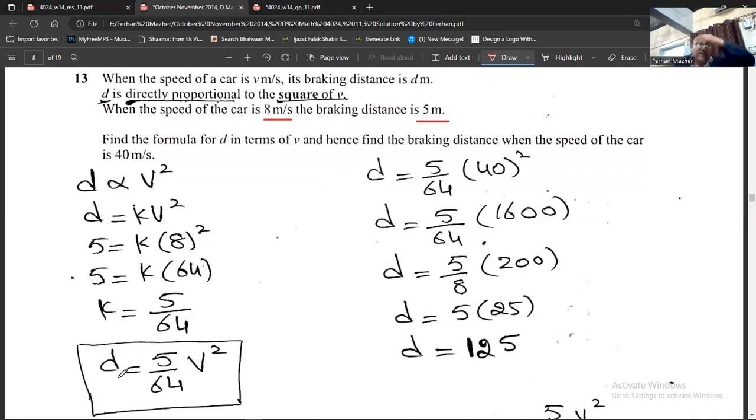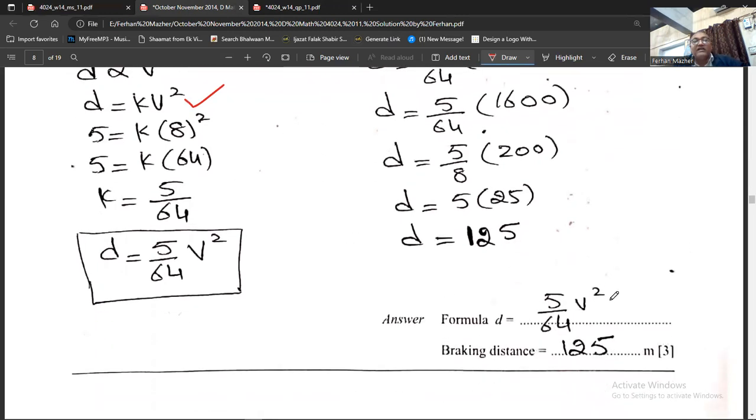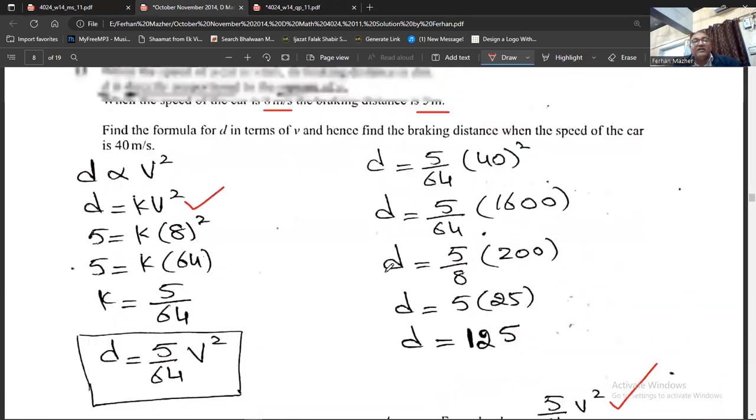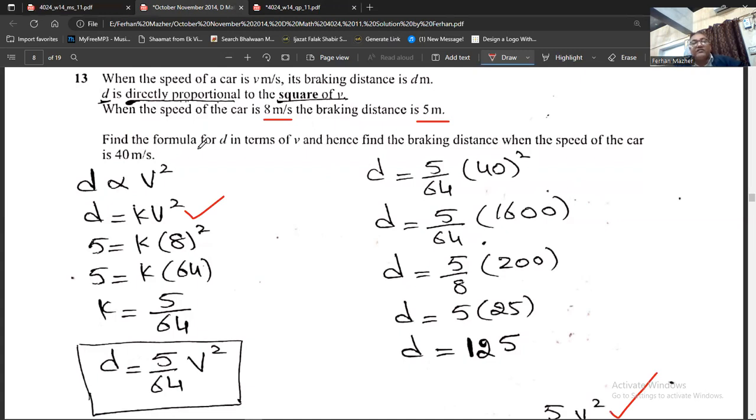So the formula will become D equals 5 by 64 v squared. Their question is the formula for D, so this is the formula. I will write this formula here. Then their question is to find the braking distance when the speed of the car is 40. Now the speed of the car is 40, and I'm using this formula.